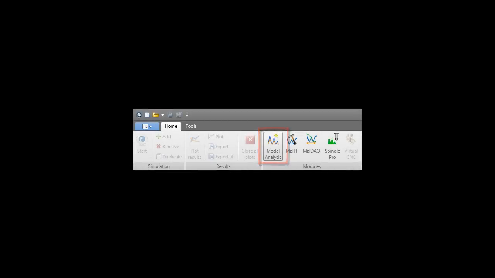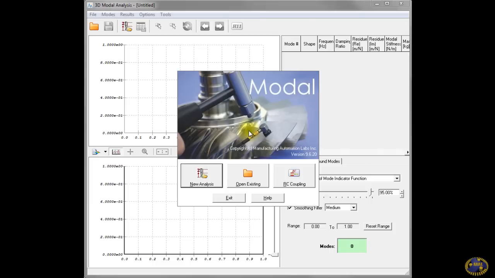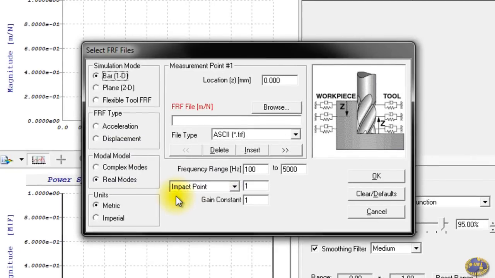Modal analysis and create a new analysis. Modal analysis allows various simulation modes, FRF types, measurement devices, unit systems, and so on.